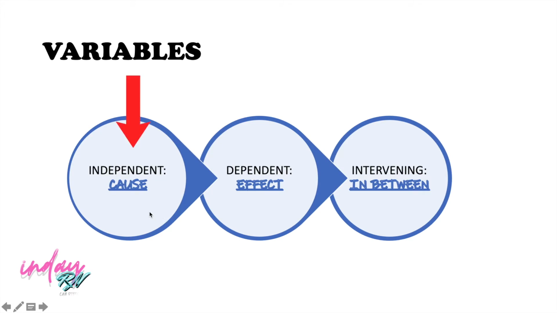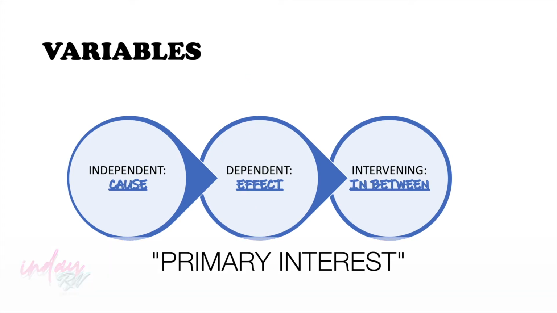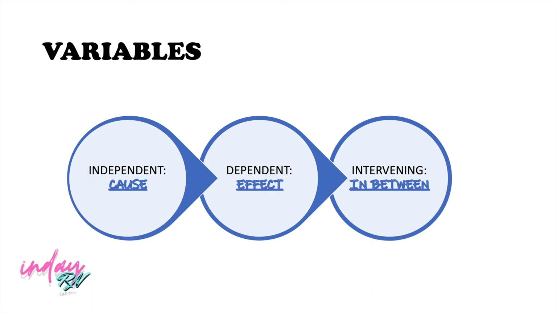If you say independent, it is always the presumed cause. What I mean here is that this variable influences the dependent variable. The dependent variable is the presumed effect or the primary interest. Okay, remember that. The primary interest, the thing that you are always seeking. That is the dependent variable.